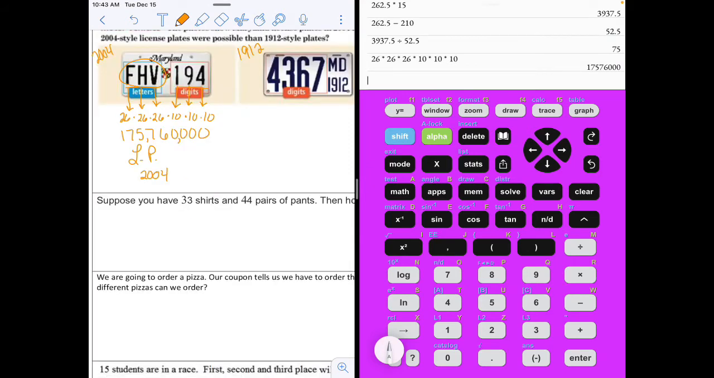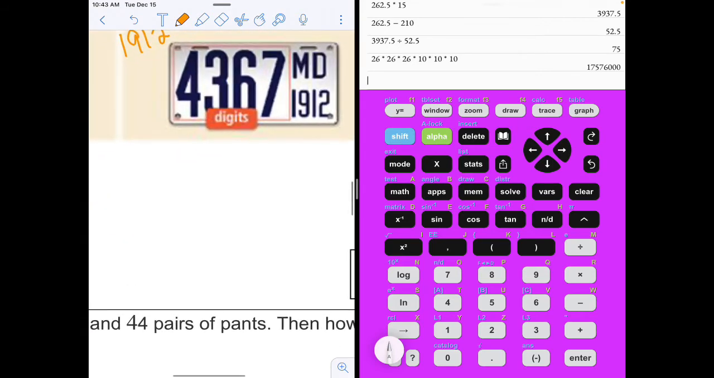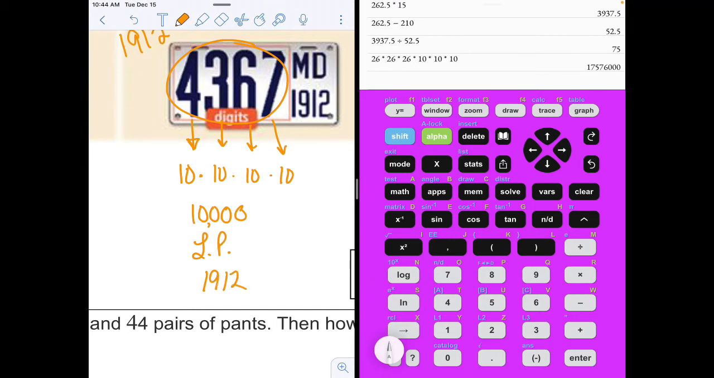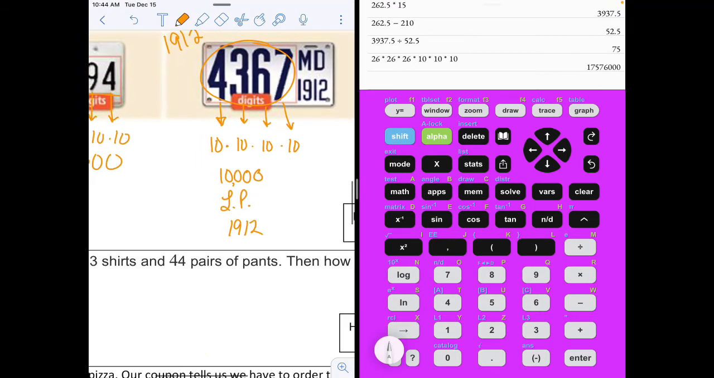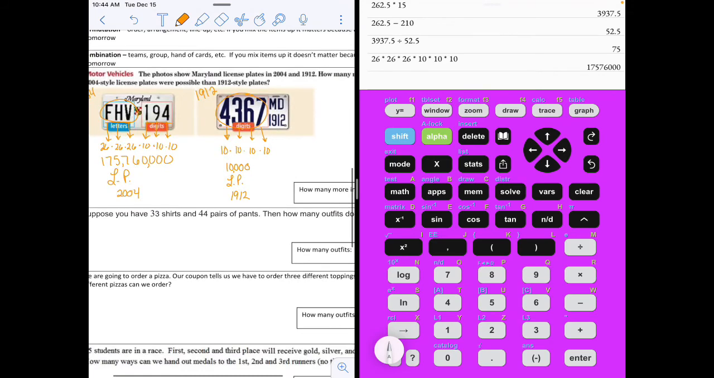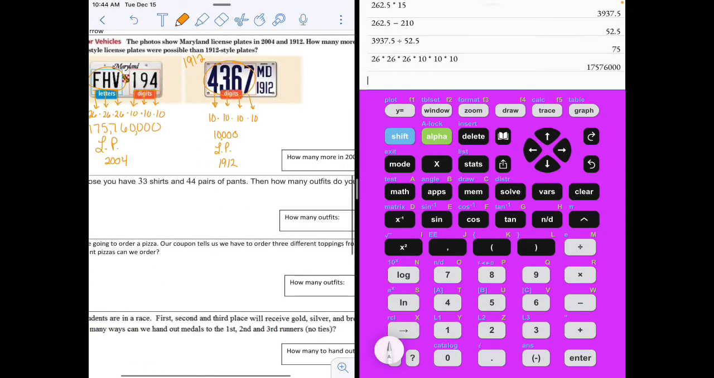Now, back in 1912, we didn't need as many license plates, right? So they only did digits. They didn't even do letters. So it was 10, 10, 10, and 10. This is how many different types of license plates. There's only 10,000 license plates available in 1912, which makes sense because you didn't need as many, right?